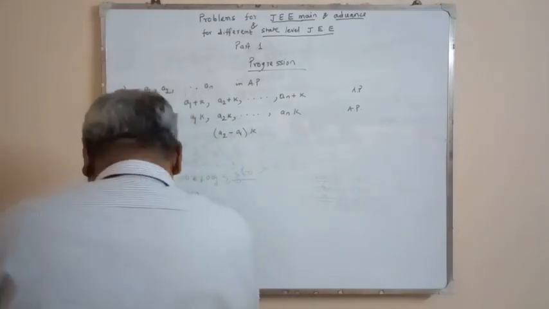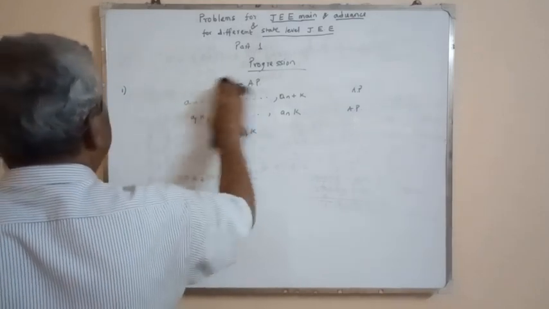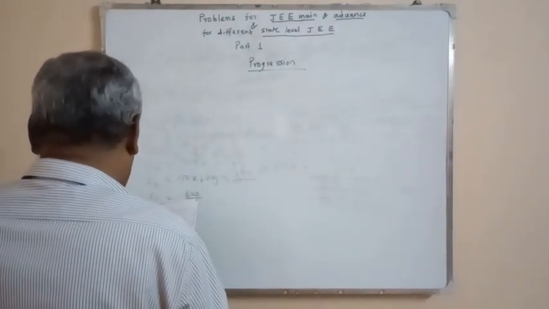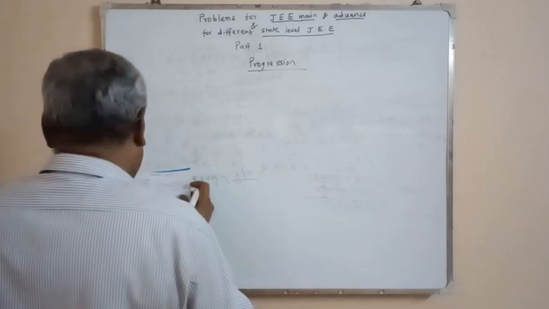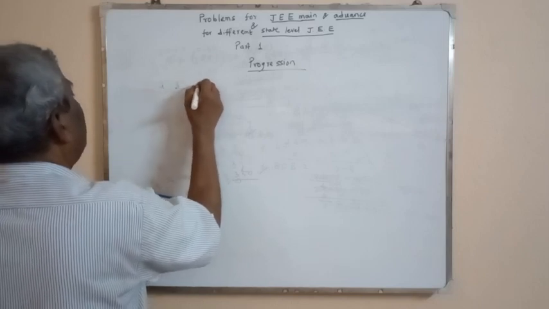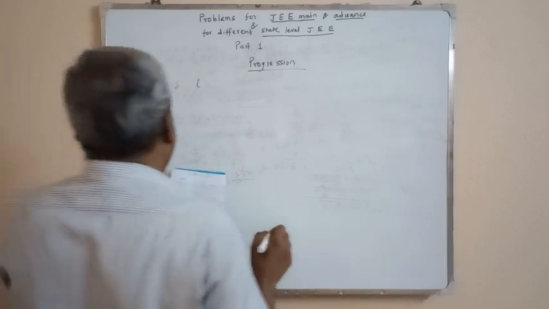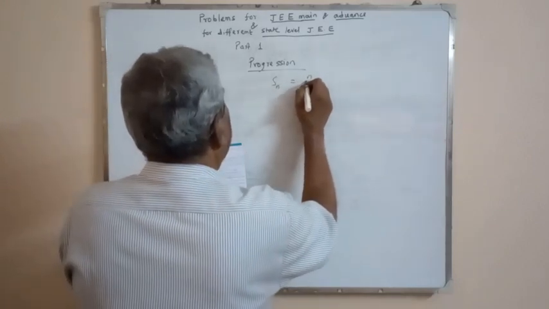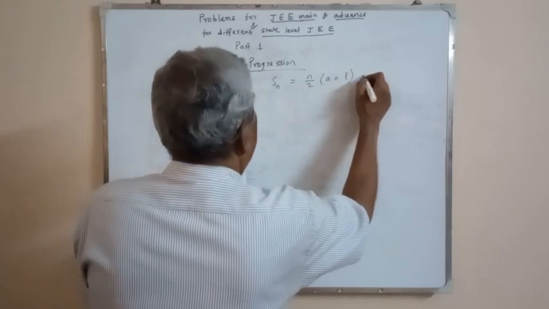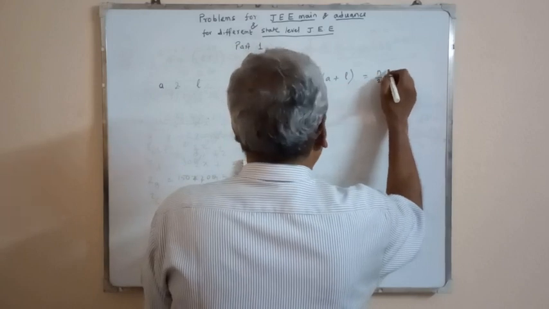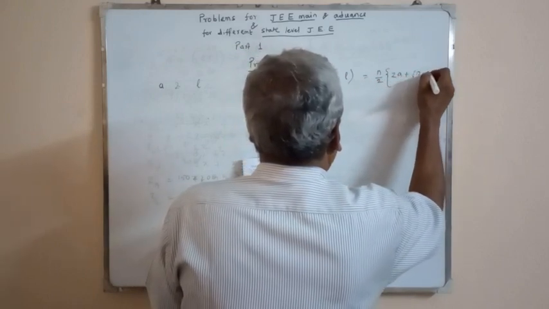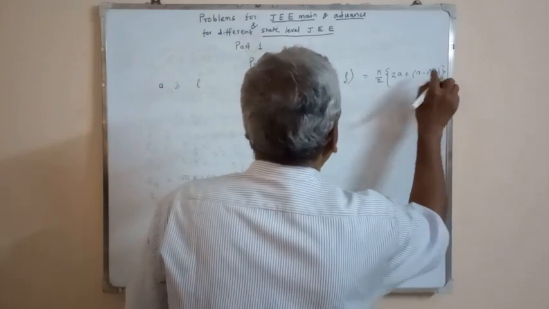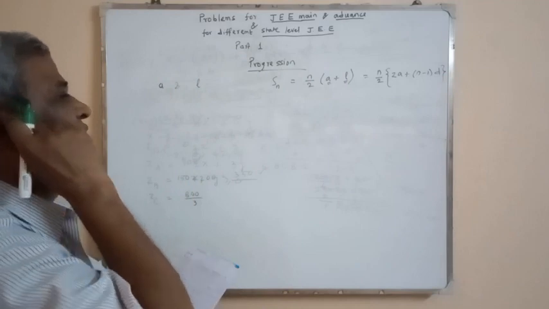Okay, next to discuss: if A and L be the first term and last term of an AP, then Sn, the sum up to first n terms, is equal to n by 2 into A plus L, and that is equal to n by 2 into 2A plus n minus 1 into D. Obviously, A is the first term, L is the last term, and D is the common difference of the series.